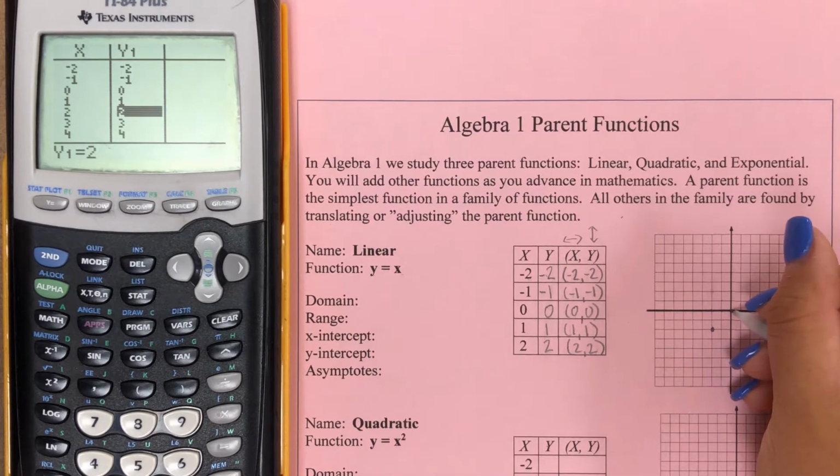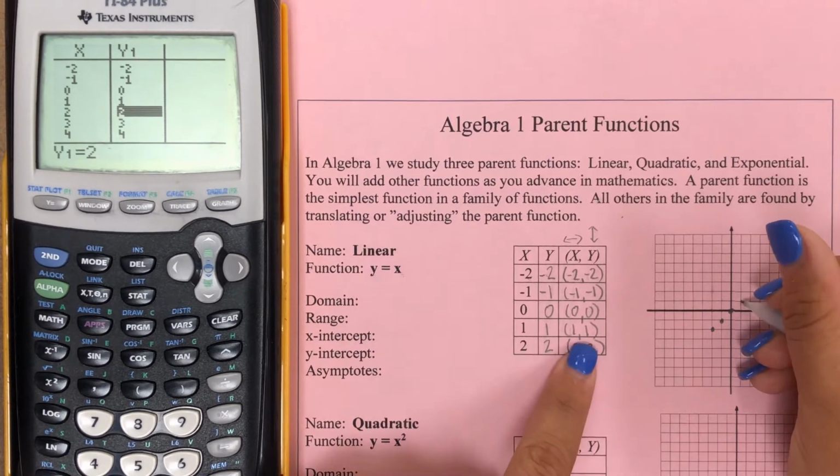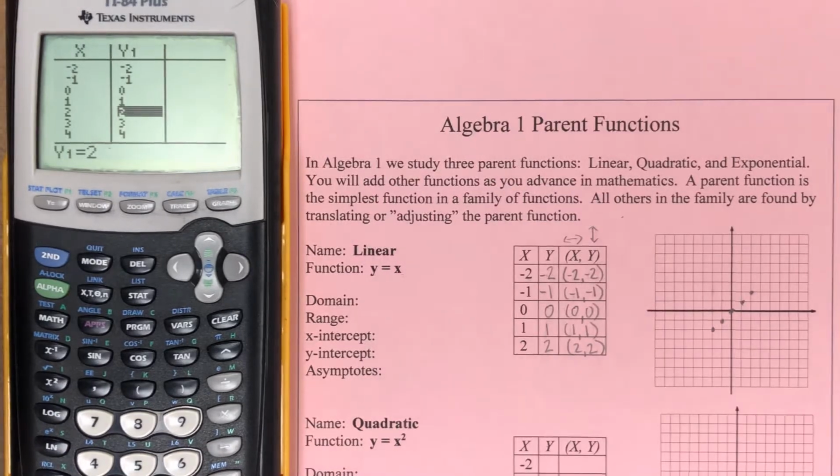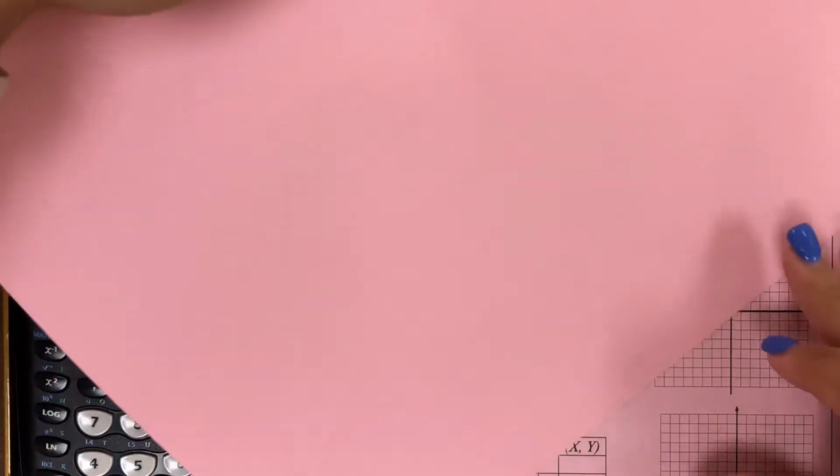Then I have -1, -1, so -1, -1. 0, 0 is the origin. Then I have a +1, +1, +2, +2. From here, I want to connect the dots and create my line. So I can use a ruler or some other sharp edge. I'm just going to use a piece of paper.